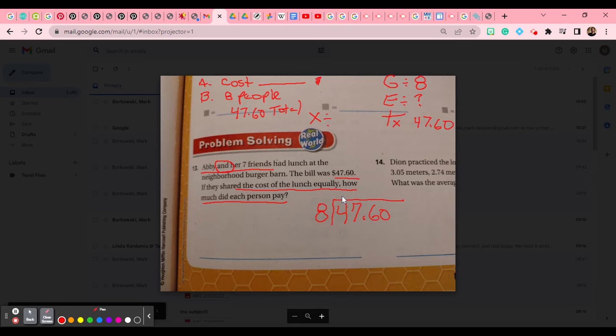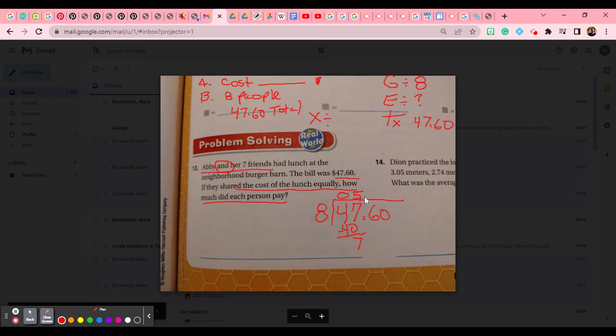Okay, so let's see if we can solve this. 8 goes into 4? Well, it doesn't, so I'm going to put a 0 there. 8 goes into 47? Well, I know 6 times 8 is 48. That's a little too much, so let's go 5. 5 times 8 happens to be 40. And if I subtract 40, I'm going to have 7.